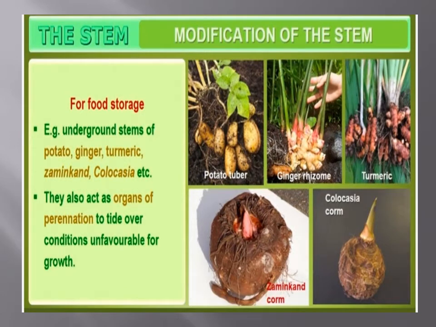For food storage, the underground stems of potato, ginger, turmeric, zamindkand, colocasia are modified to store food and become fleshy. They also act as organs of perennation to tide over unfavorable conditions.